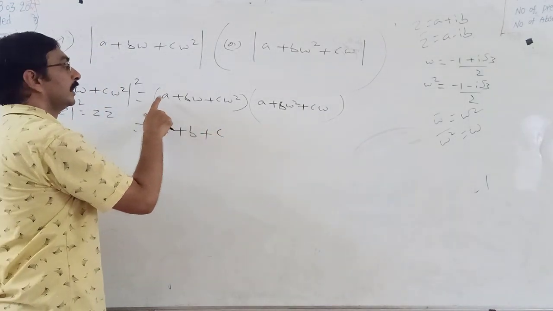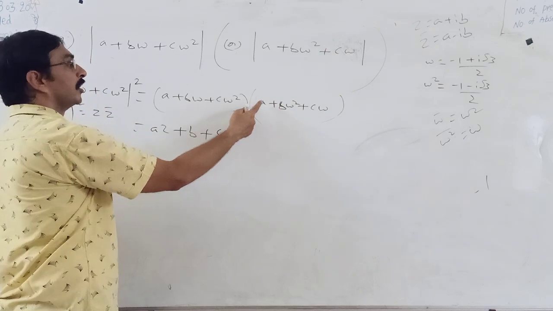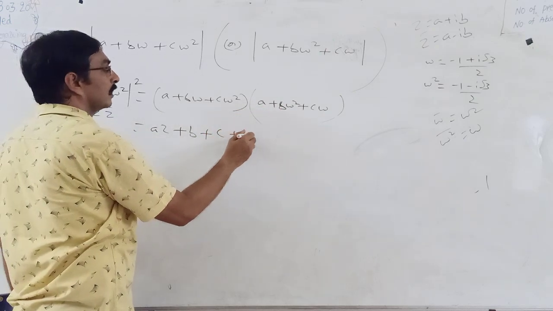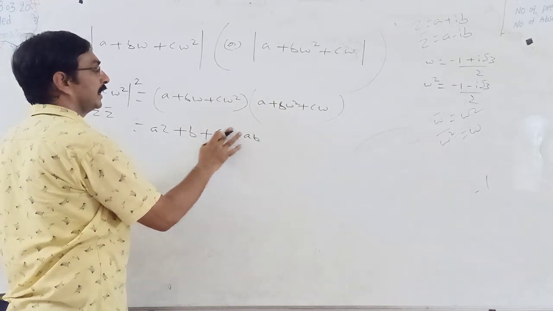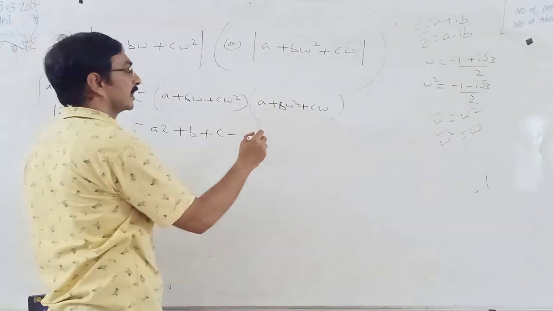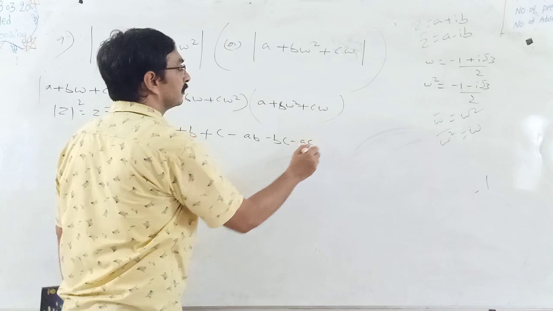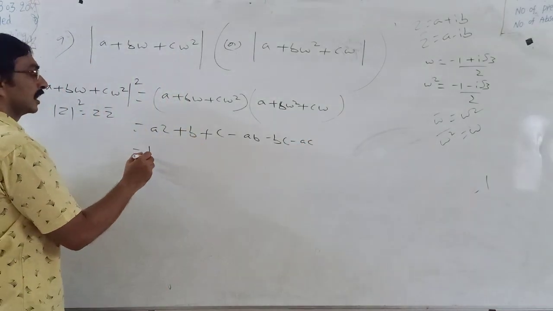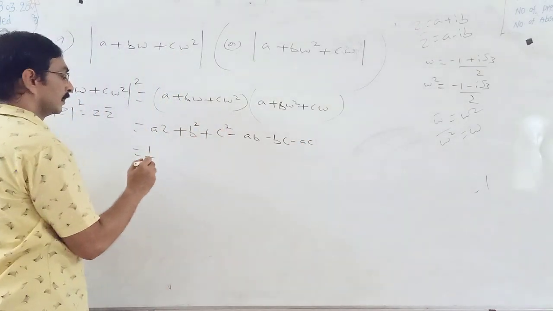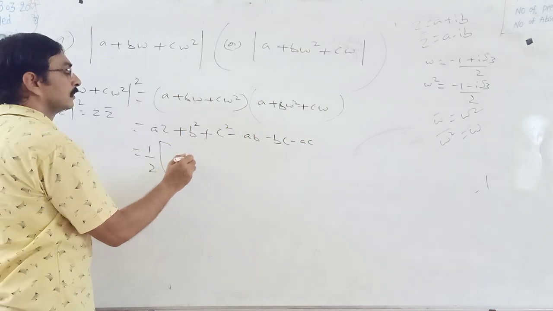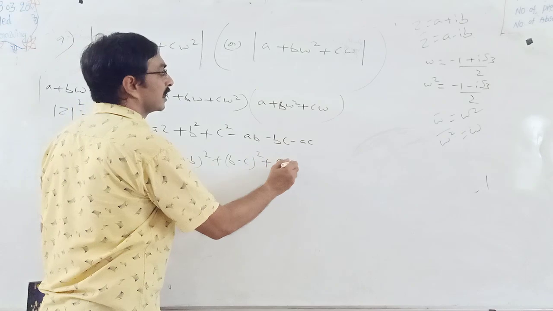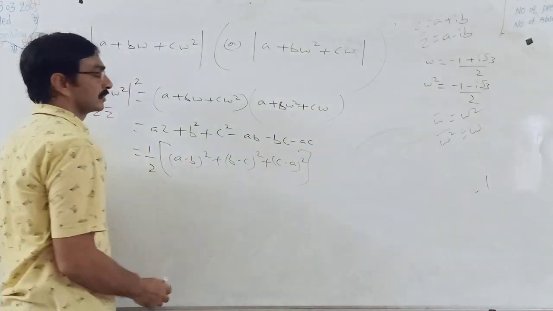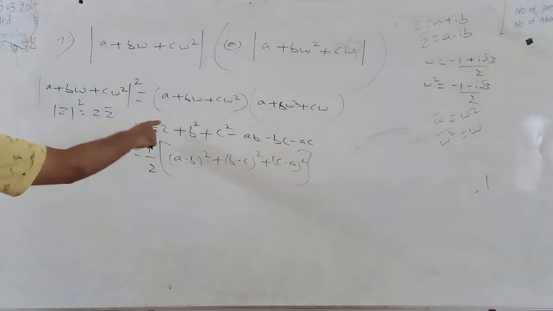Next, c. AB omega square plus AB omega. By taking AB common, we get omega square plus omega is minus 1. Similarly, minus BC, minus AC. This can be expressed as 1 by 2 into (A minus B) whole square plus (B minus C) whole square plus (C minus A) whole square. Check, both are same.